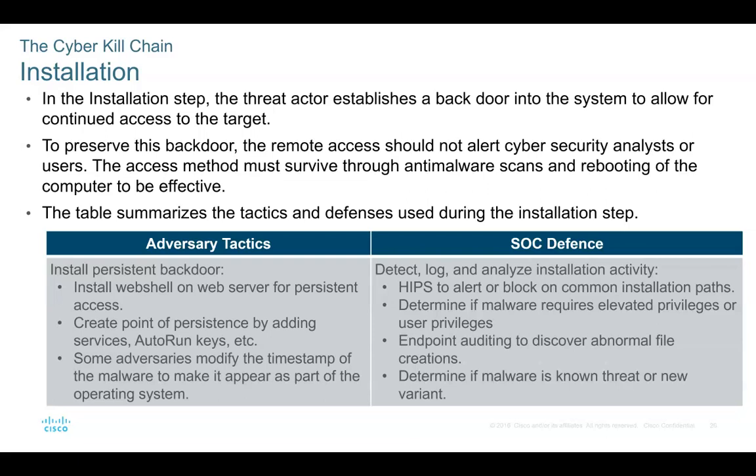Okay? So please write that down and take a picture of this. They can install a web shell on a web server for persistent access, or create points of persistence by adding services, auto-run keys, and things like that, right? Of course, you want to use HIPS or other types of defense appliances to actually pinpoint where there is such a thing. Rootkits do this a lot.